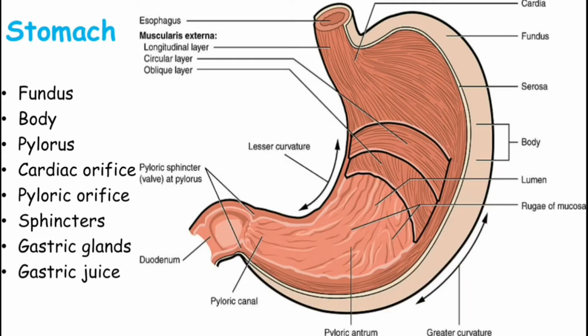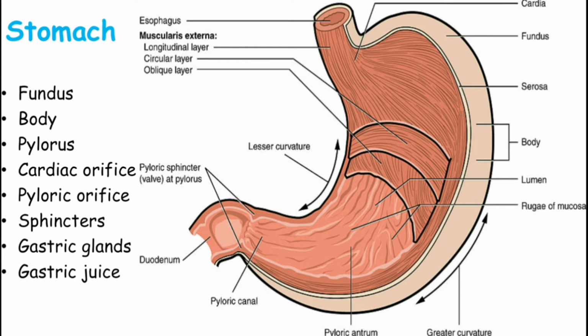Now let's see about the stomach. The stomach is a highly flexible muscular bag and is situated on the left side of the abdomen below the diaphragm. The stomach has three parts: the upper portion, which is known as the fundus, the second central part, which is also known as the body, and the lower portion, which is known as the pylorus.